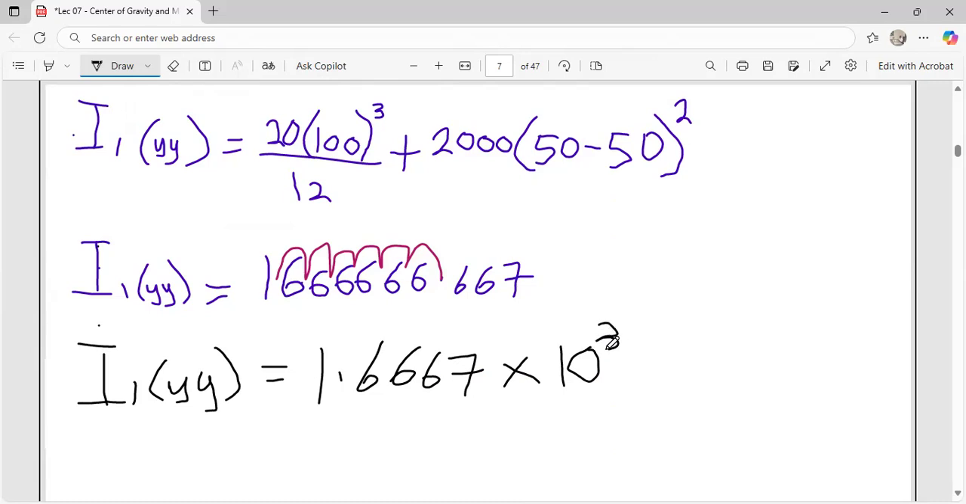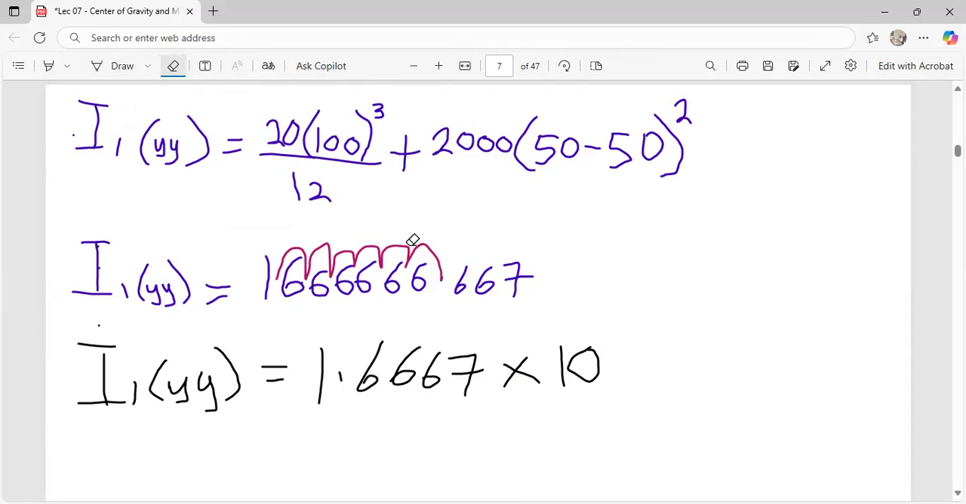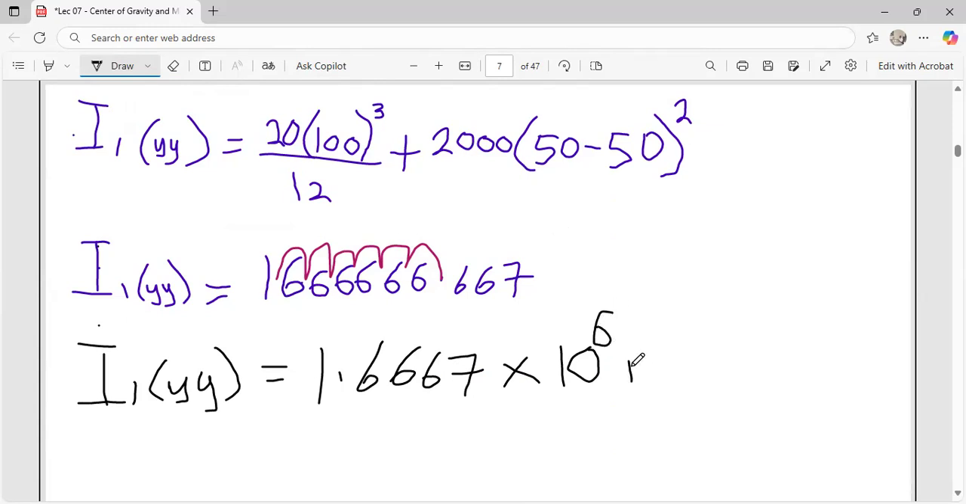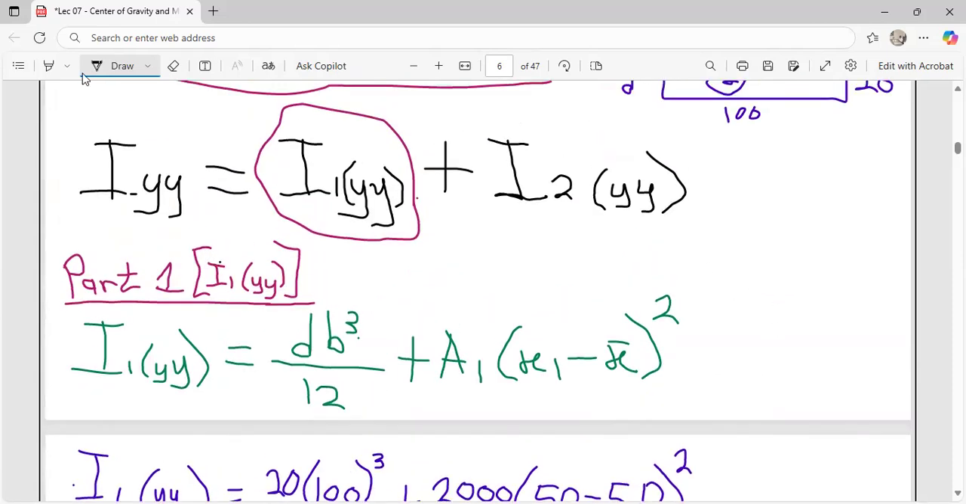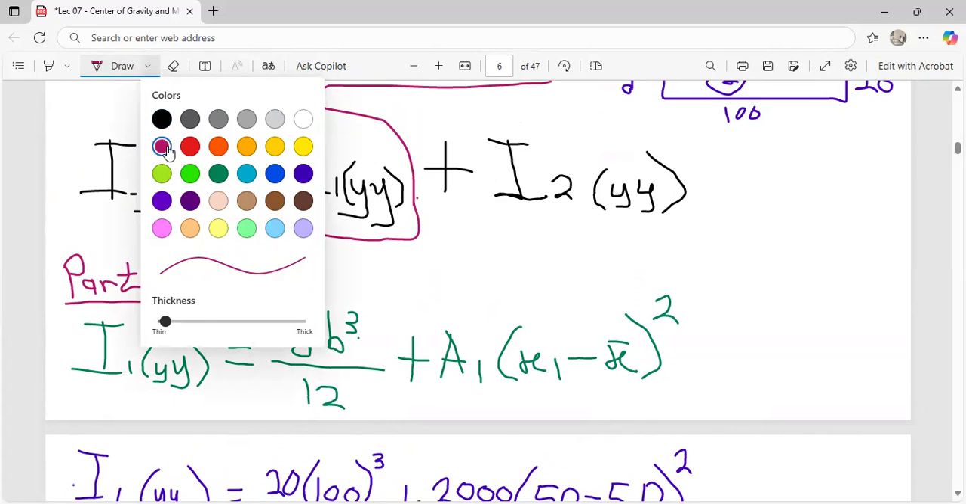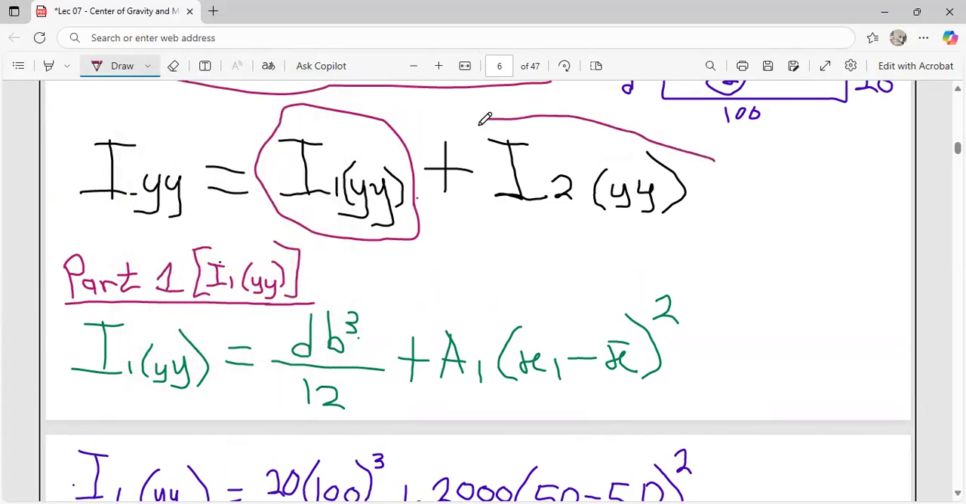Times 10 exponent, no, it is 10 exponent 6 rather, because 1, 2, 3, 4, 5, 6. Times 10 exponent 6. And you said that the moment of inertia is measured in what? Exponent 4. Good. So we also have to come and do the same thing for the part 2. We also have to do the same thing for this one too, and then we see how best we can be able to travel.